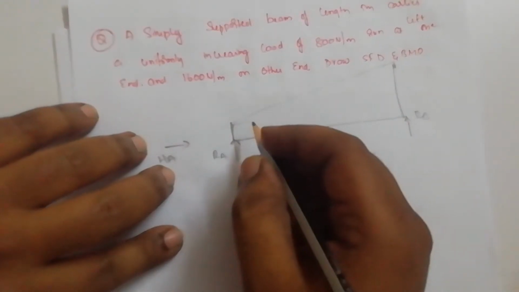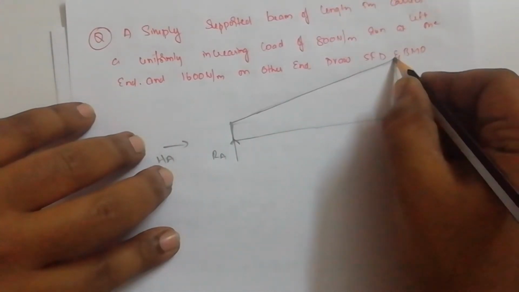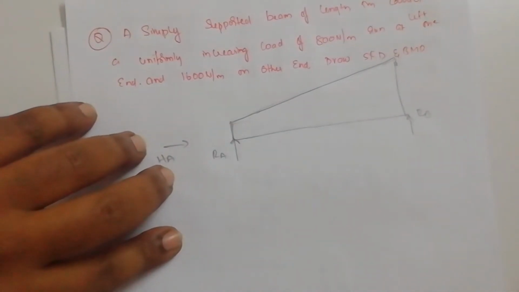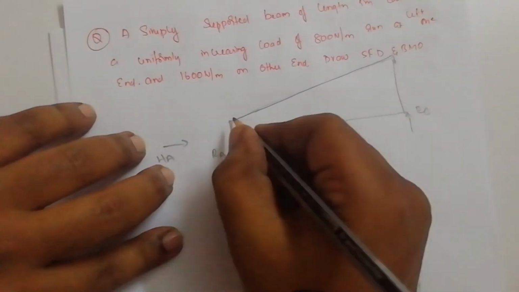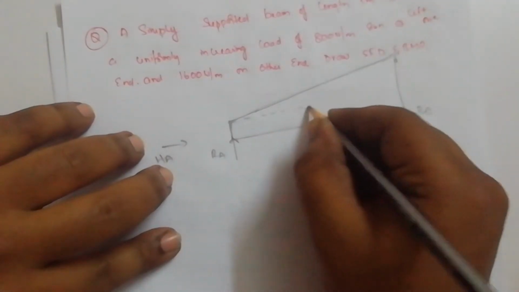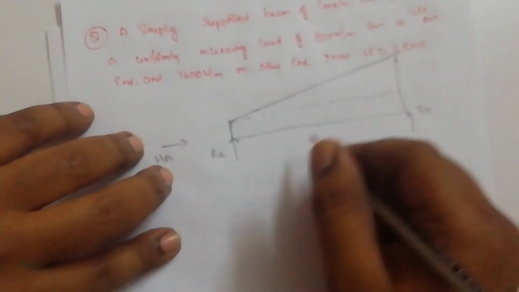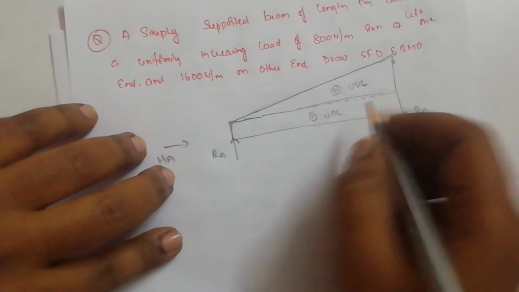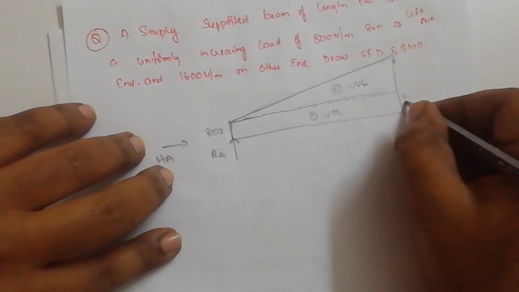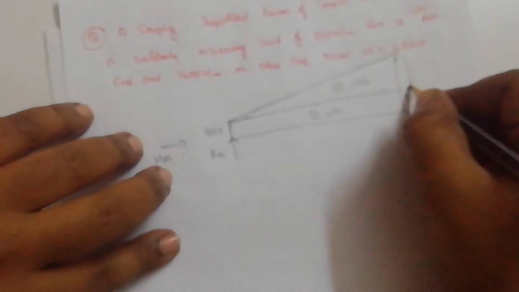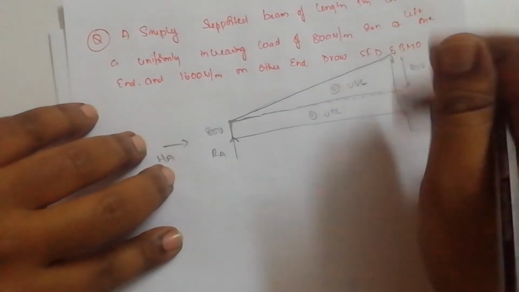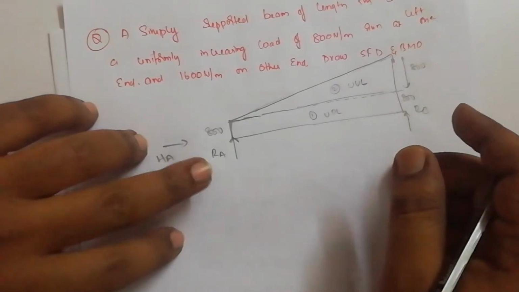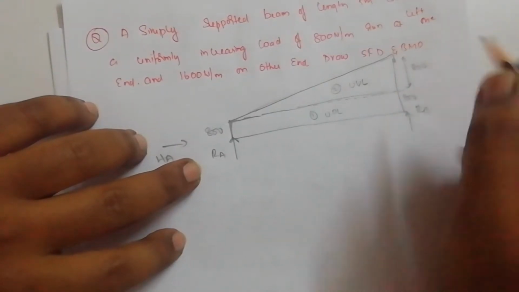So what do we have to do in this kind of problem? Here we can see that a triangle is being formed. To solve this type of problem, at the point of intersection of the triangle we cut it into two parts. The first part behaves as a UDL, the second part behaves as a UVL. If it is equal, you can cut it into half. Here it is 800, so what is left out is also 800, and the total is 1600. So everything is okay, and as per the given question we have completed the diagram.